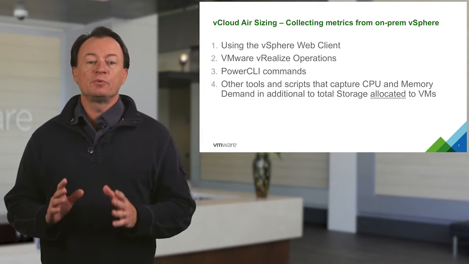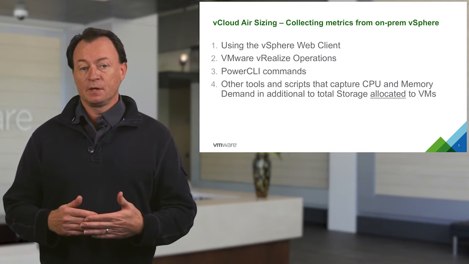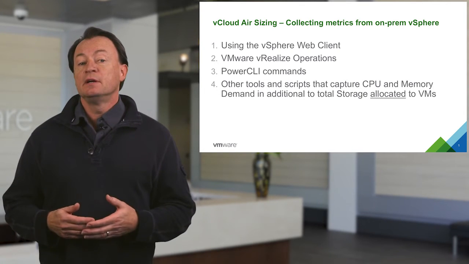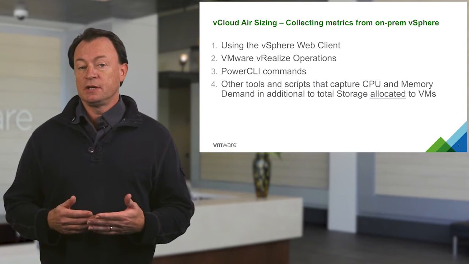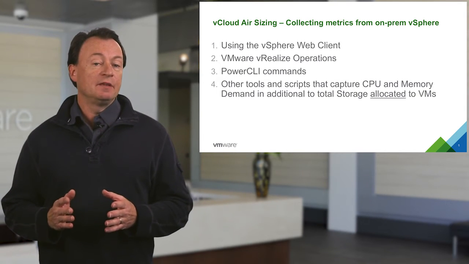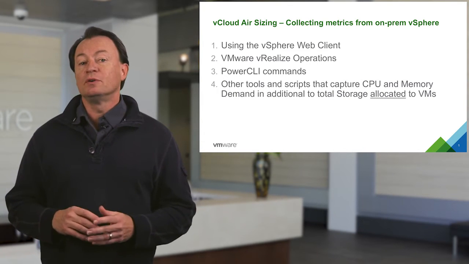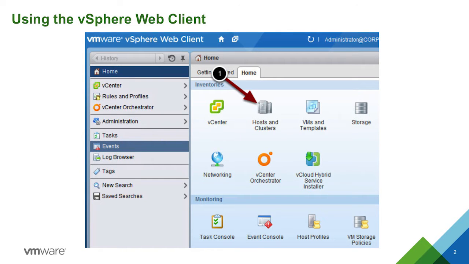I'm going to show you 3 options to collect the right information on your on-prem vSphere environment using the vSphere web client, VMware vRealize Operations, and PowerCLI. But you can use any tool you have in-house today that provides accurate CPU and memory usage metrics and shows your overall disk storage allocated. Let's start with the vSphere web client.